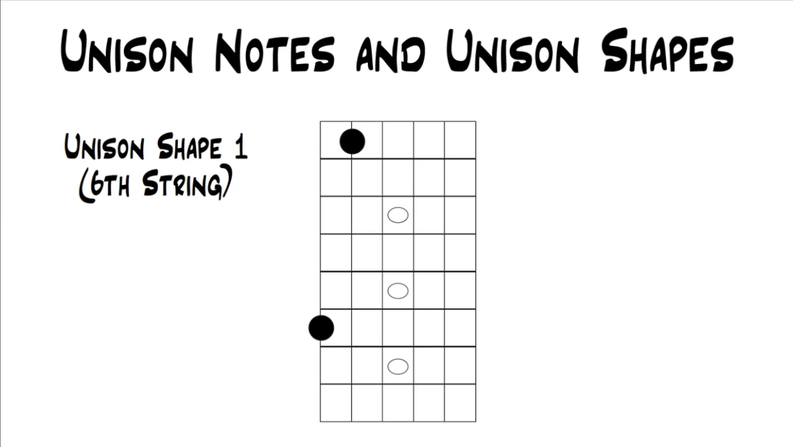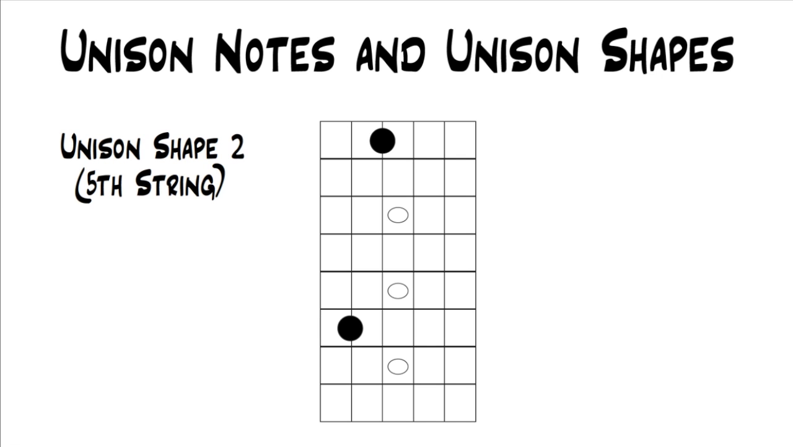It's just that instruments aren't perfect, so that's why they might sound a little bit different to you. The next unison shape, number 2, starts on the 5th string, and that's the exact same shape. Then we go down towards the floor again. The next one is starting on the 4th string, that's unison shape 3. It's the exact same shape as the last two. Then we go down towards the floor again.